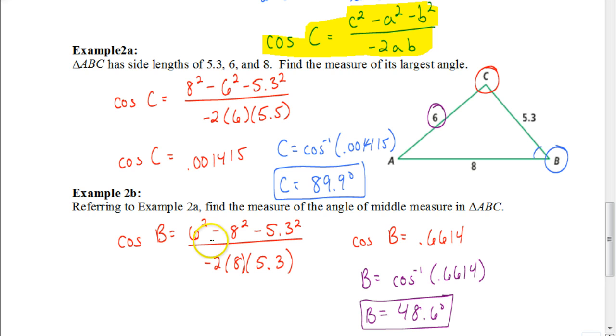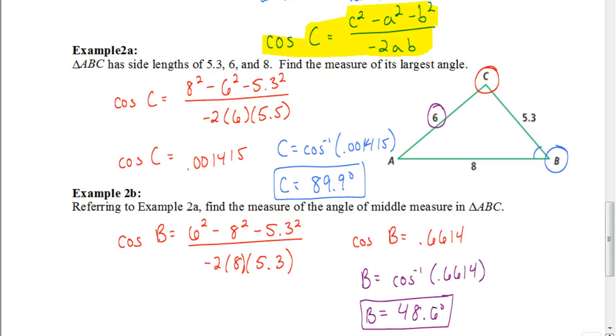So 6 squared. Then it's going to be minus the other two sides squared. So minus the 8 squared minus the 5.3 squared. And that's going to be divided by the negative 2 times the 8 times the 5.3. So if you notice, if you set it up like this, the last two terms, the 8 and 5.3, are right underneath each other. And then when you put that all in your calculator using that control divide button, you get 0.6614 as your answer. Take the inverse cosine of both sides to find the value of angle B. So the inverse cosine of 0.6614 is 48.6 degrees.